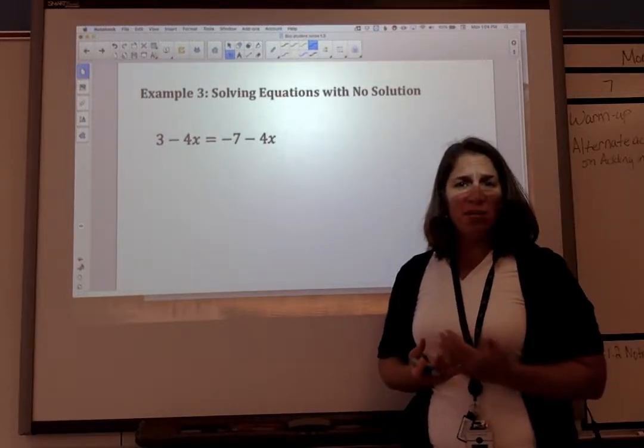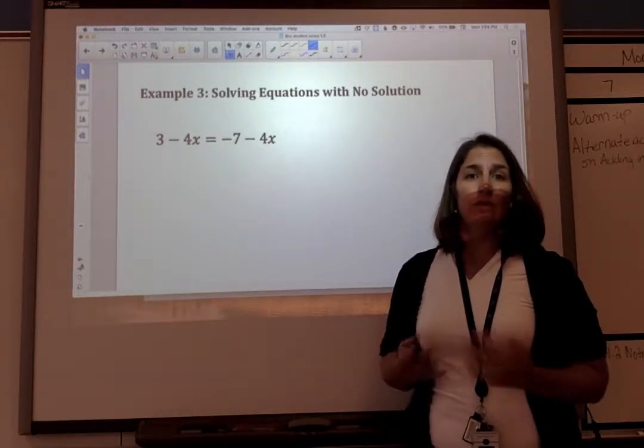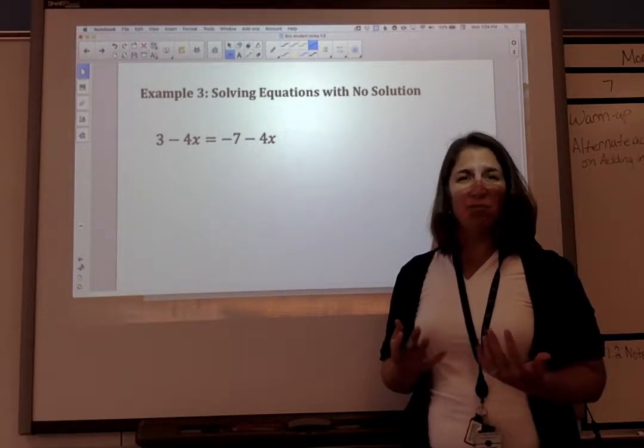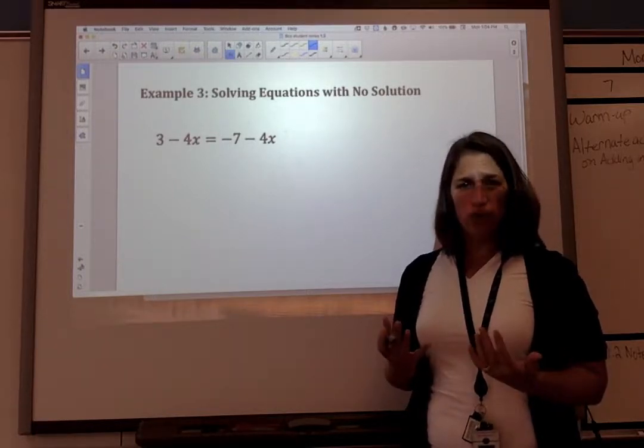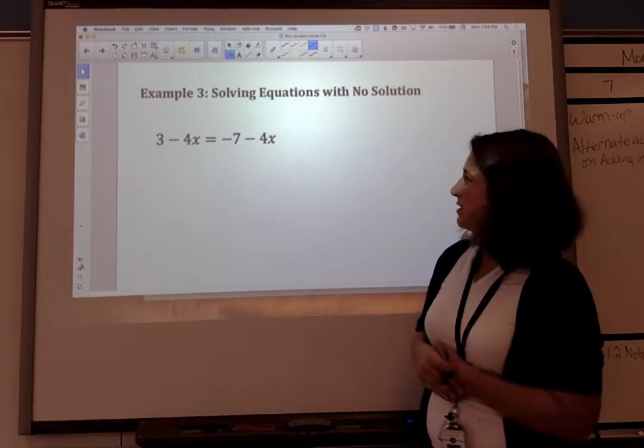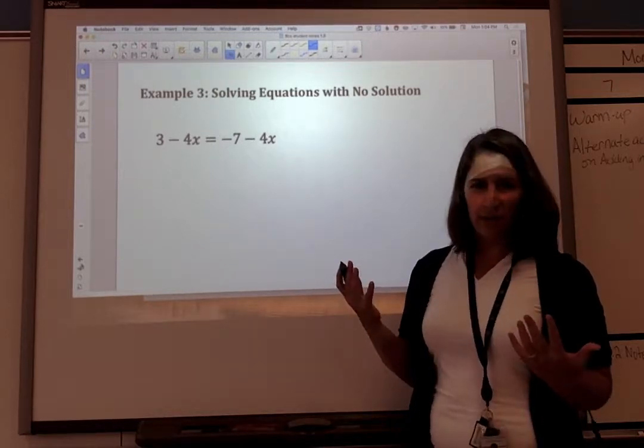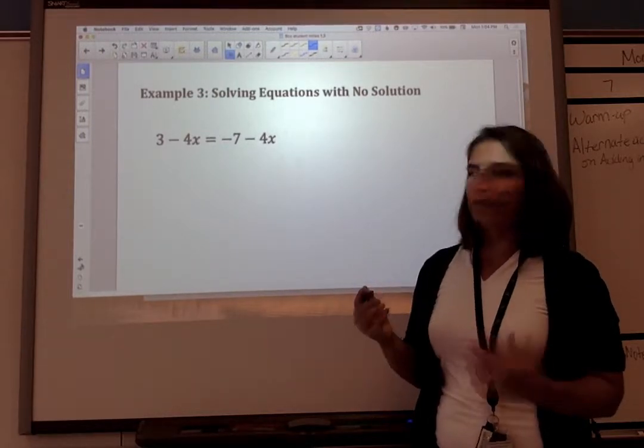Sometimes we might have an equation for which there is no solution. There's no value of x that can make this true. We don't necessarily know this when we start, but when we look at this particular problem, let's say we want to get all the constants on one side, so we're going to add 7 to both sides.